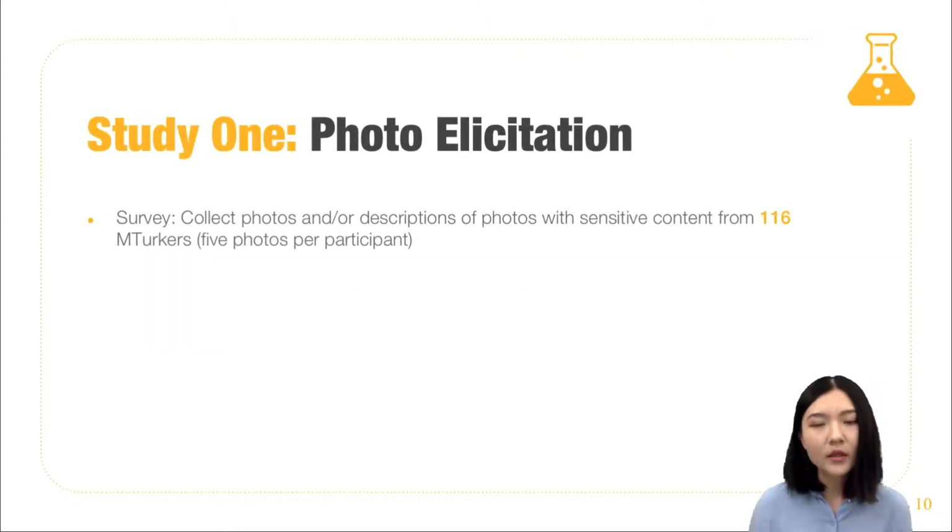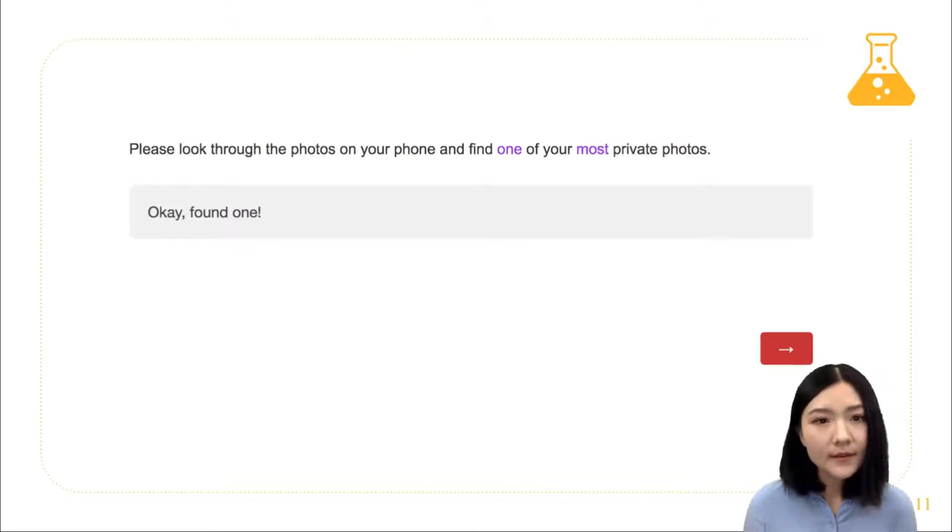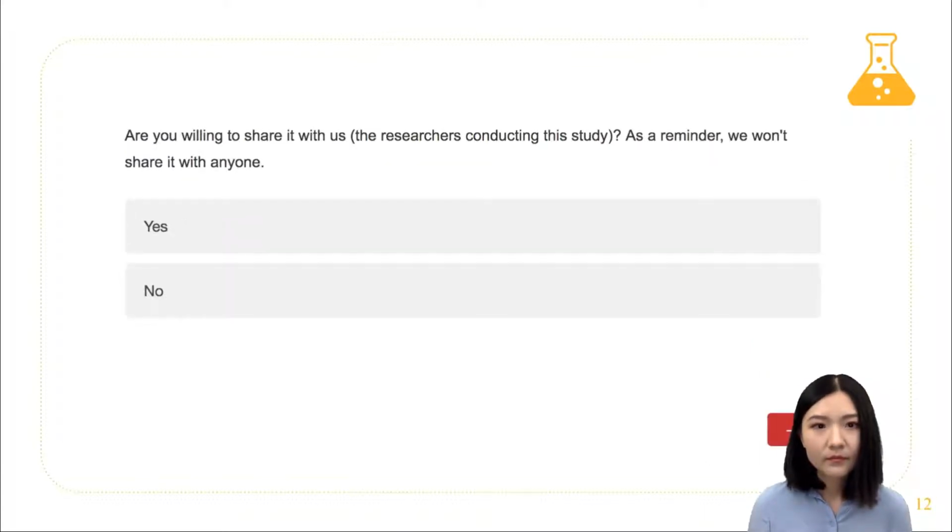In study 1, we conducted a survey and collected photos or descriptions of photos with sensitive content from 116 mTurk participants. And we collected 5 photos from each participant. This is what participants saw during the survey. First, they were asked to identify a photo that they consider private.